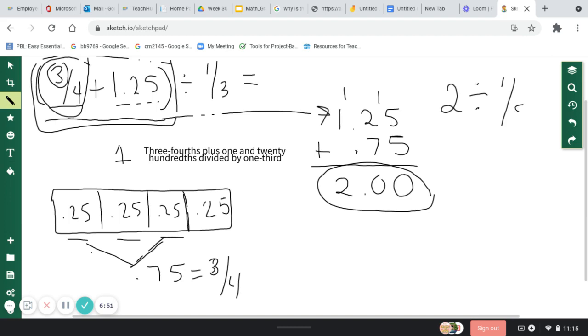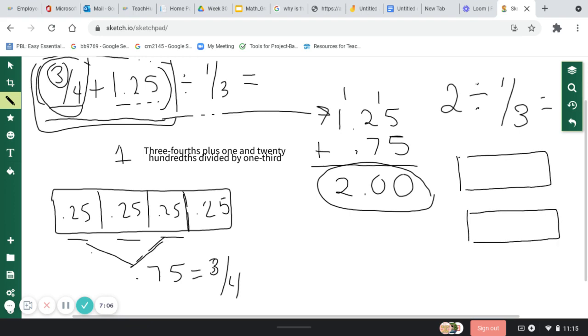So again, let's do another visual to represent that. If I have 2 wholes, and I break them into thirds, into 3 equal parts, how many thirds do I have altogether? I have 1, 2, 3, 4, 5, 6. So therefore, 2 divided by 1/3 is equal to 6. And that's our final answer.